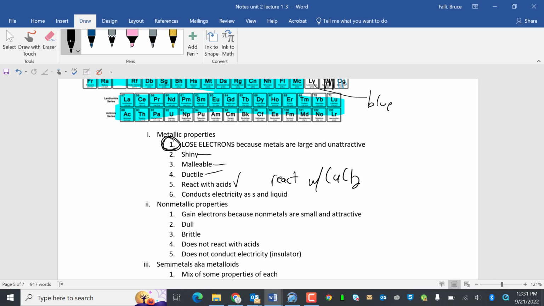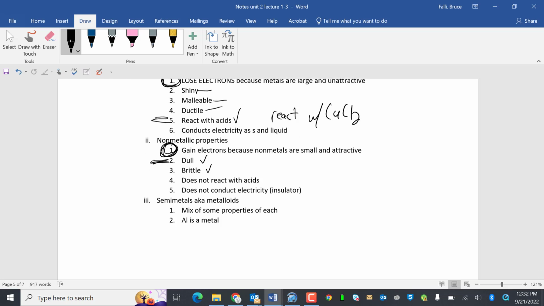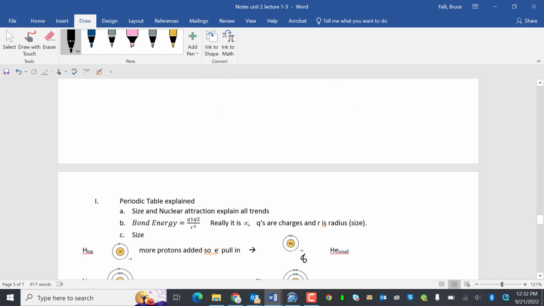Non-metal properties: non-metals gain electrons. That's the most important part. They're dull, boring. They're brittle. Yeah, they break and shatter when they're solids. They do not react with acids. They do not conduct electricity, which means they're insulators. And a semi-metal, also known as a metalloid, is a mix of each. So it might be dull, but reacts with acids. I think that's it. Yes, it is.